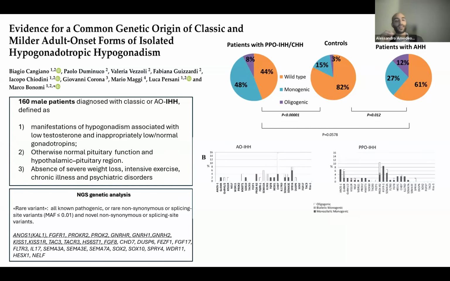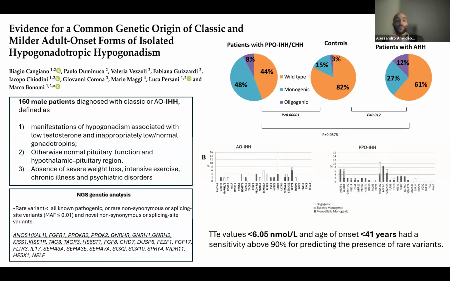But what I want to underline is how these genes were distributed among adult onset and prepubertal onset. From my point of view, it is not surprising that pathogenic variants of ANOS1 and FGFR1, which are strongly associated with stronger and more complete forms of congenital hypogonadotropic hypogonadism, were found only in prepubertal onset hypogonadism and not in adult onset. Conversely, in adult onset, we found a high prevalence of oligogenic defects.